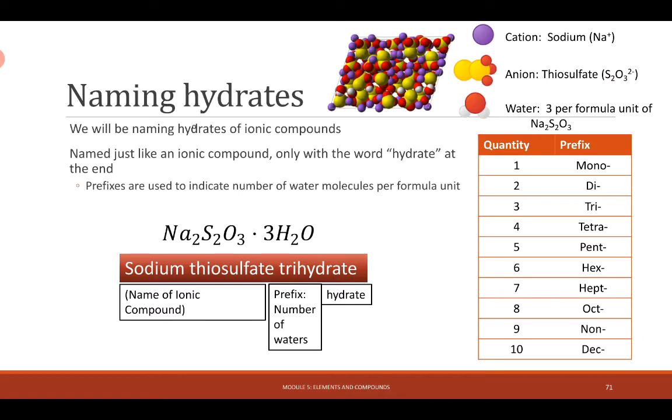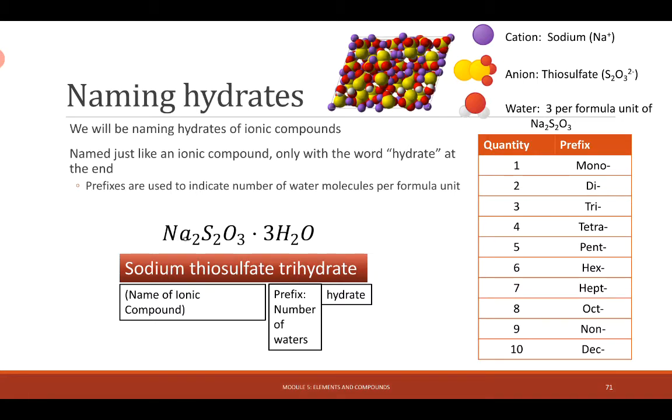So how do we name our ionic compounds that are hydrates? We will only be naming hydrates of ionic compounds. We will name the ionic compound first and then indicate the number of water molecules attached to the structure. This diagram here shows the ionic compound made out of sodium ions and thiosulfate ions. And if you look carefully, you can see the water molecules crept into the ionic compound's structure like a sponge. So we have to name the ionic compound first.